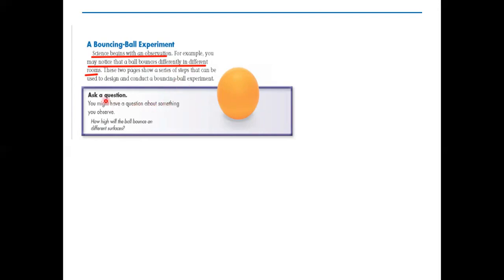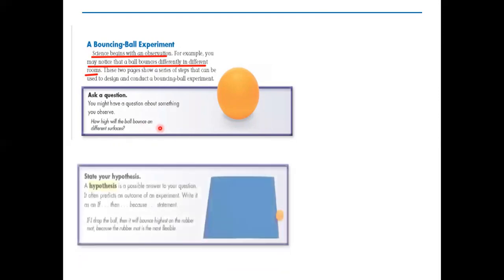The first one, asking questions. As I told you, ask a question. You might have a question about something you observe. As an example, the question is, how high will the ball bounce on different surfaces?